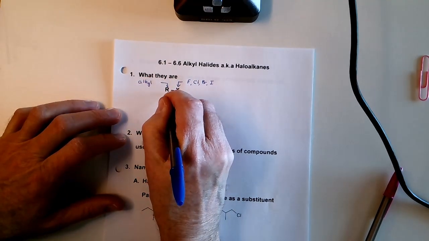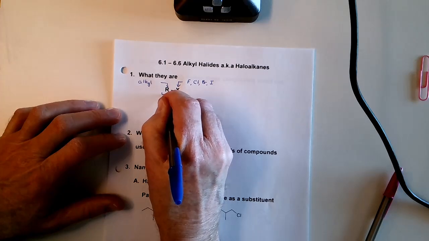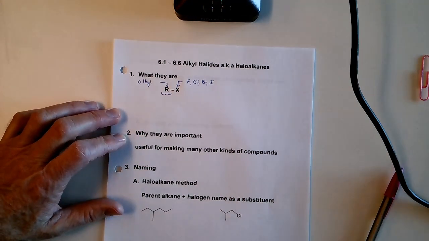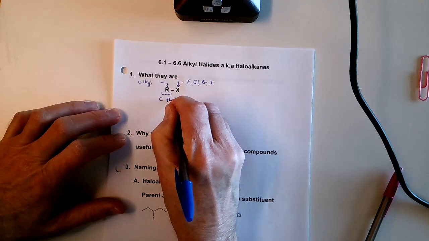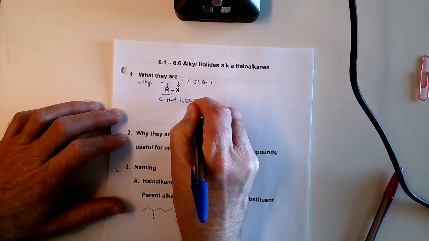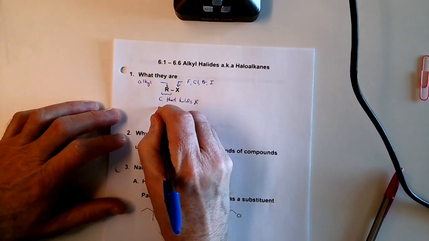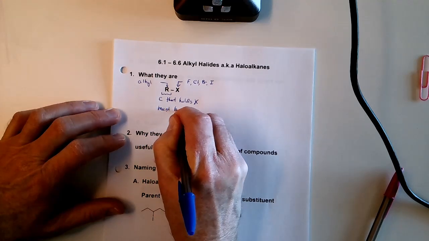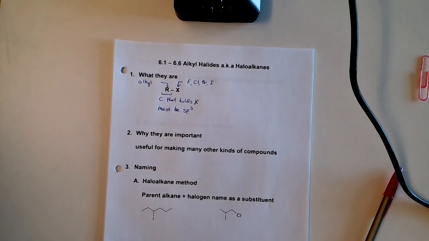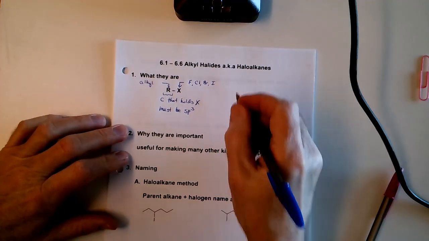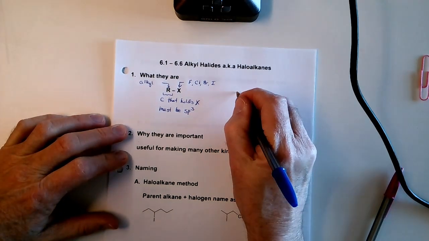But this bond to a carbon right here has one special requirement on it. Carbon, specifically that holds halogen, that must be sp3 hybridized. Now, other than that, you can have other stuff in the rest of the molecule, and it's okay. So here's what would count.